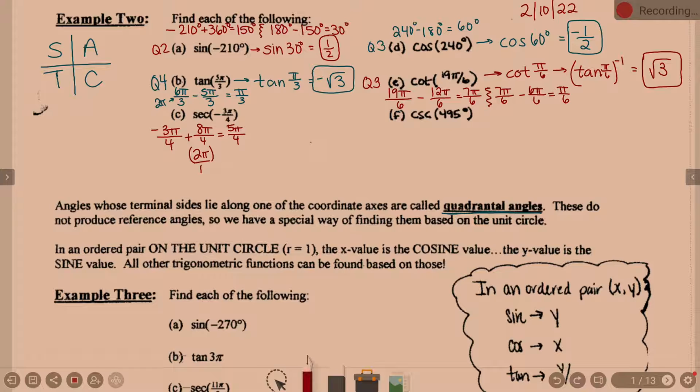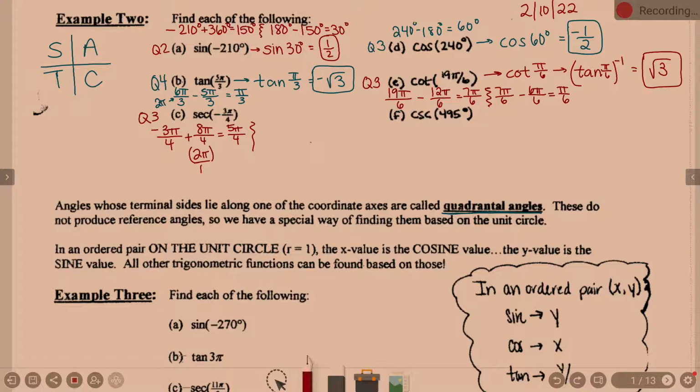No excuses, it's on the unit circle, right? But my brain also says, oh, 5 pi over 4, that's a little bit bigger than 1 pi, right? It's a little bit bigger than 4 pi over 4. So, let's see, we did say what? Quadrant 3. Already forgotten, geez.